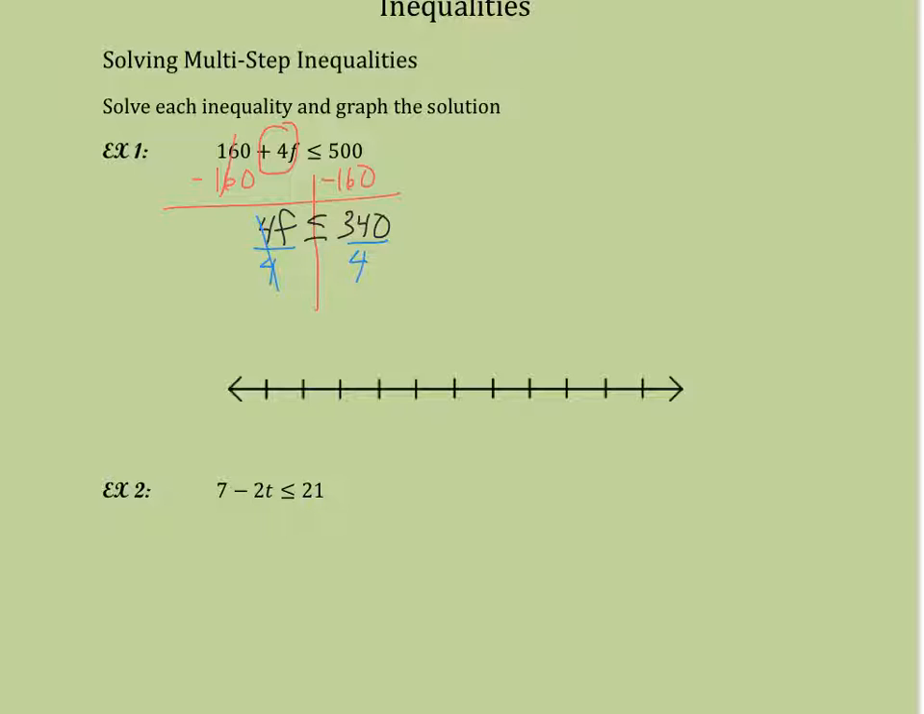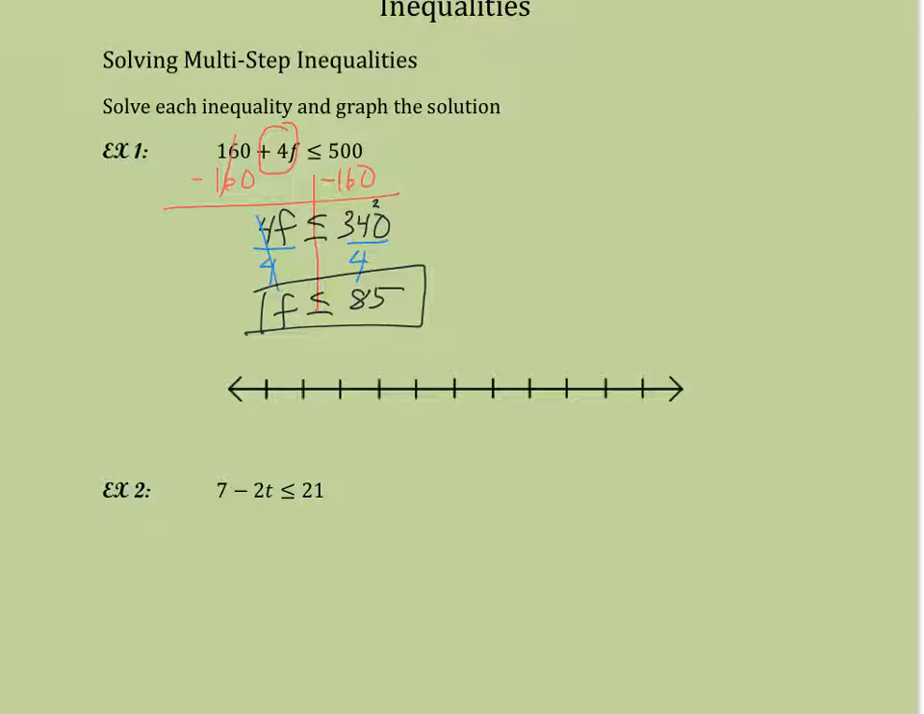And nowhere did I multiply or divide by a negative, so I'm not flipping the sign. And I end up with f less than or equal to 4 times 8 is 32. And 4 times 5 is 20. So 4 goes into 340 85 times. So this is the solution to the inequality.